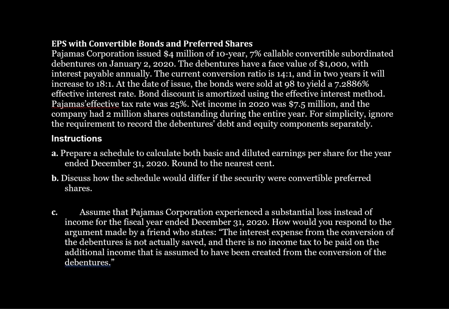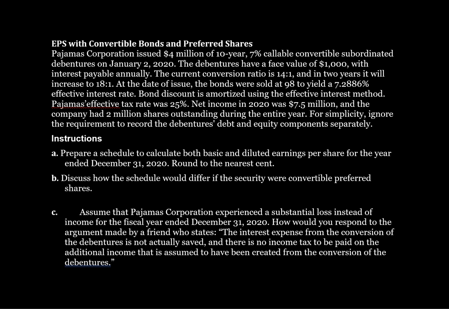Let's take a look at the calculation of basic and diluted earnings per share. Pajamas Corporation issued 4 million of 10-year 7% callable convertible subordinated debentures on January 2nd, 2020. The debentures have a face value of $1,000 with interest payable annually. The current conversion ratio is 14:1, and in 2 years it will increase to 18:1.